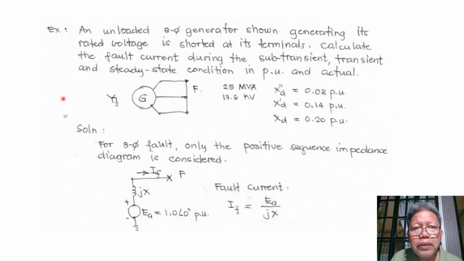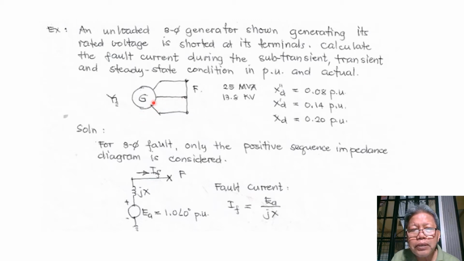Now let's have an example here, where we have another case of a three-phase short circuit. It says here that an unloaded three-phase generator shown generating its rated voltage is shorted at its terminals. Calculate the fault current during the sub-transient, transient, and the steady state condition in per unit and actual.